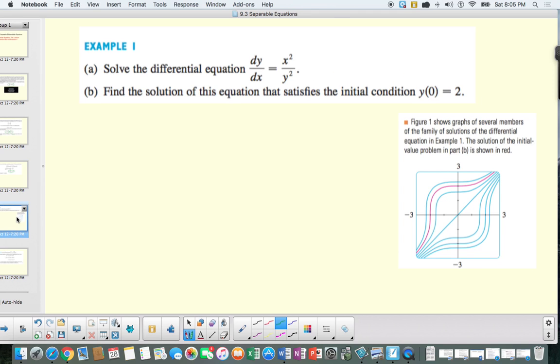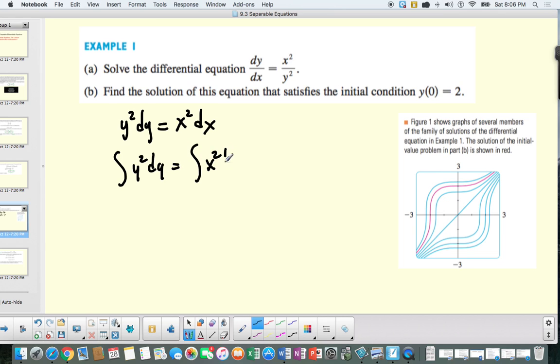All right, let's go ahead and start. This is a differential equation in terms of x and y, and what I'm going to do is gather up all the y terms on one side. So this will be y squared dy, and all the x squared terms on the other side. Okay, and now I'm going to integrate both sides. So I'll integrate y squared dy equals the integral of x squared dx.